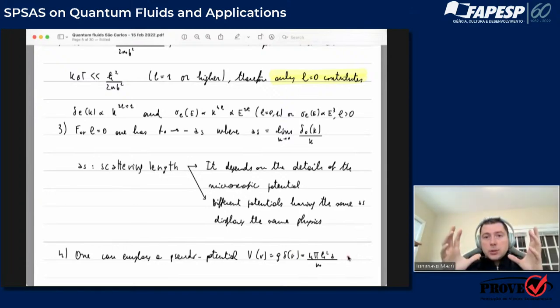So again, what is the message here for short range interactions? The important thing is that for short range interactions, we can neglect all the contributions coming from the higher partial waves. We just can focus on the lowest one, the S wave. And for the S wave, we can write down an effective interaction potential, which is called the Fermi pseudo potential, whose strength is proportional to the only parameter relevant for scattering, which is the so-called scattering length.